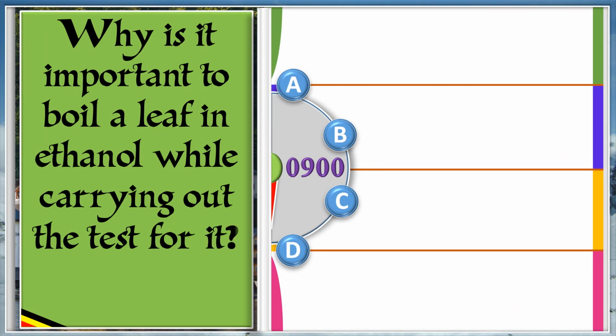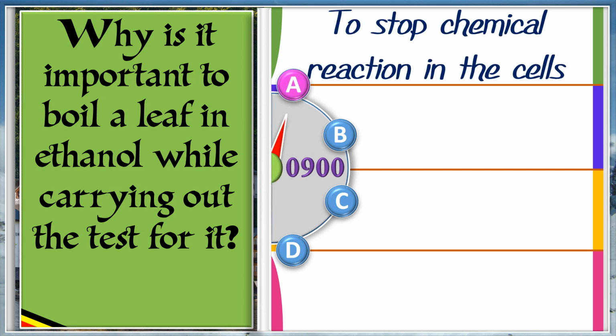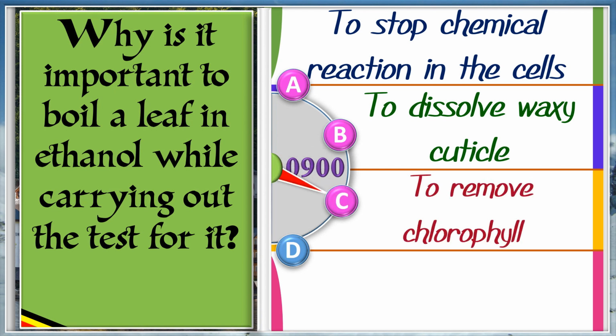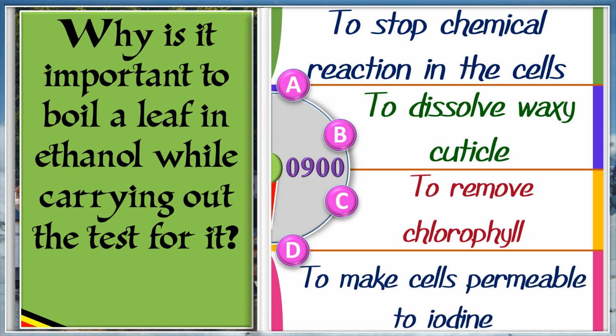Why is it important to boil a leaf in ethanol while carrying out the test for starch? A. To stop chemical reaction in the cells. B. To dissolve waxy cuticle. C. To remove chlorophyll. D. To make cells permeable to iodine. And the answer is C. To remove chlorophyll.